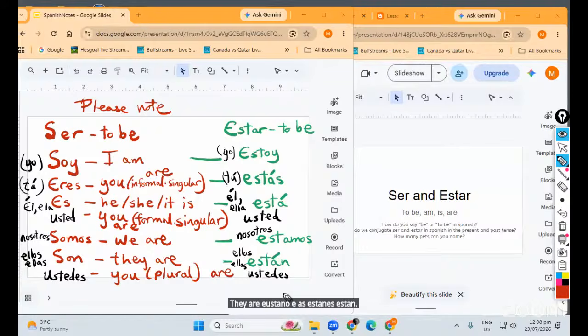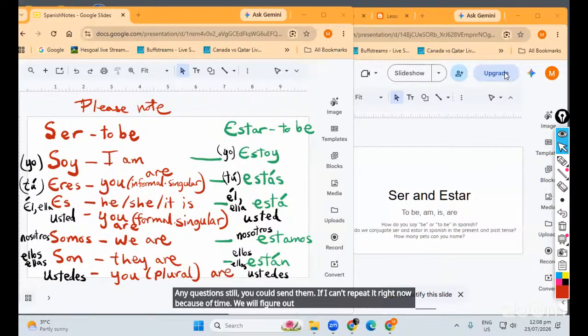All right. So all I have given you basically then is a list of vocabulary, the ser conjugations and the estar conjugations. We should understand what the Spanish means, right? Any questions still? You could send them. If I can't repeat it right now because of time, we will figure out how we will go over it, right?